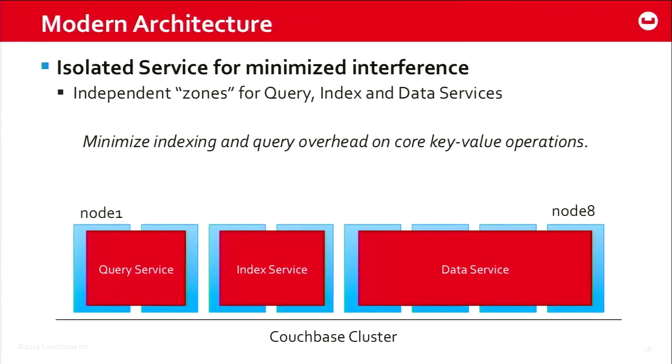Each of these services is separated out into separate zones within the same cluster. Here, in the same 8-node cluster, we now have different zones. One zone is for the query service, one zone is for the index service, and one is for the data service. The good thing about these zones is that you can now scale them independently, and each zone won't interfere with the others' workloads.